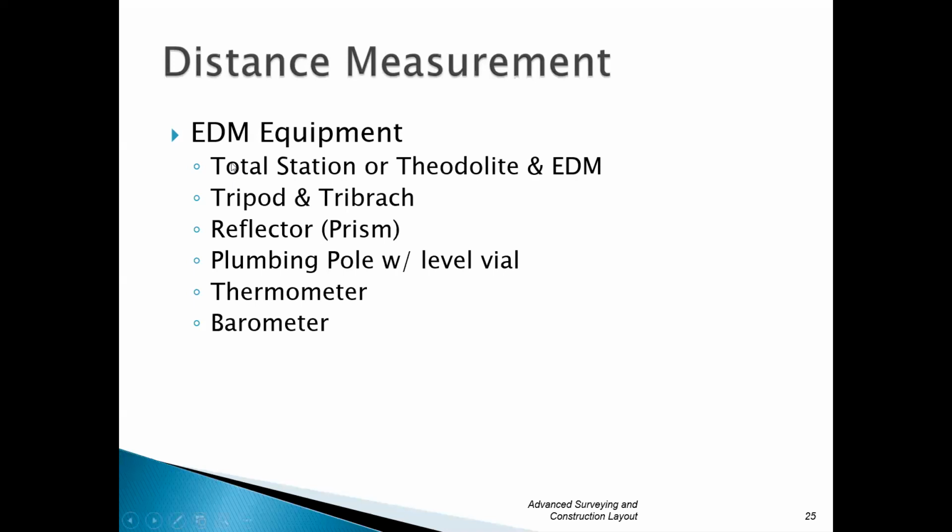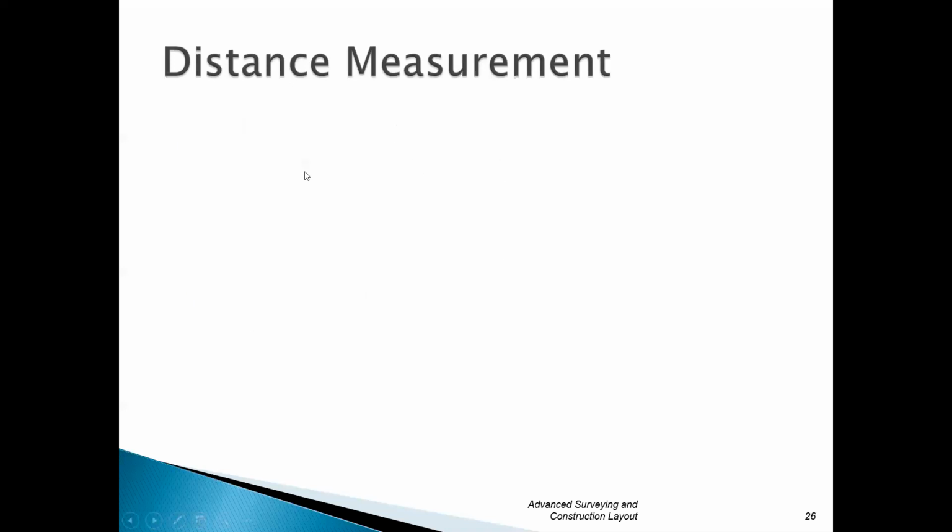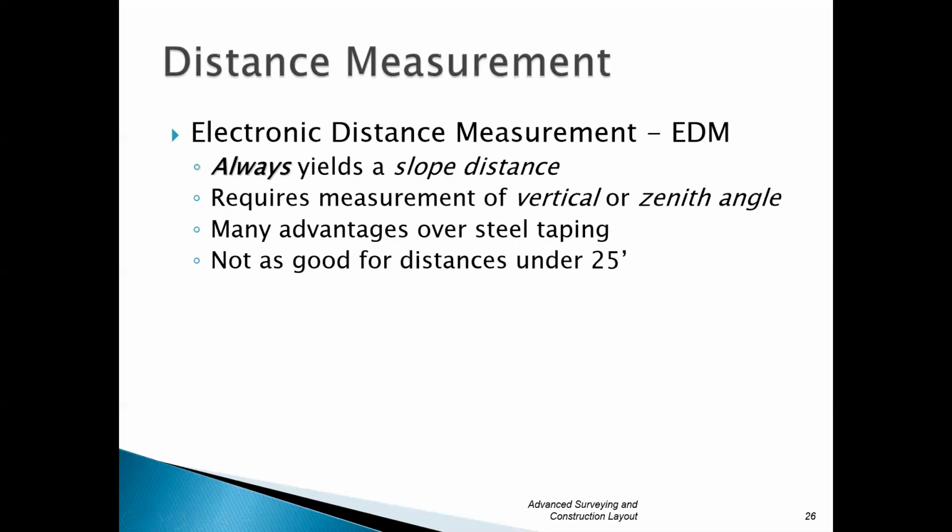Now, if you didn't have the total station, you had the old setup I was talking about, you would typically use a theodolite to measure an angle, and then you would set your EDM either on top of the theodolite or it would set up separately and you would shoot the distance. So the total station is so much more convenient because it does everything for you now.